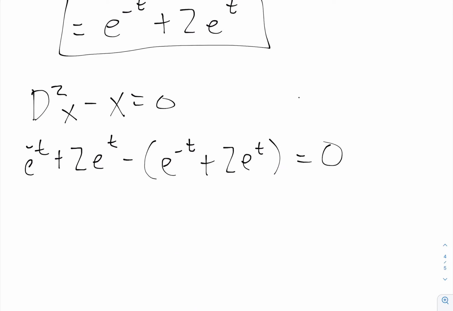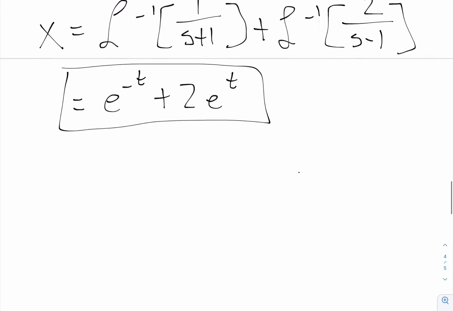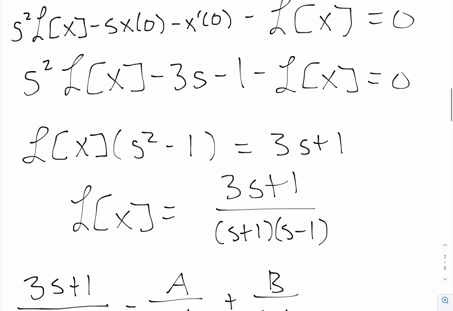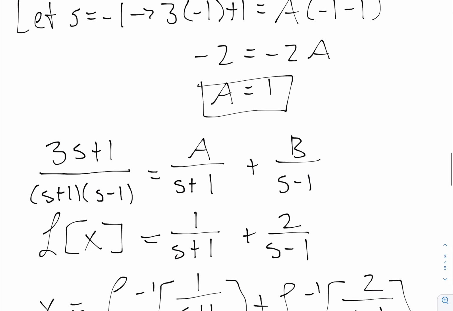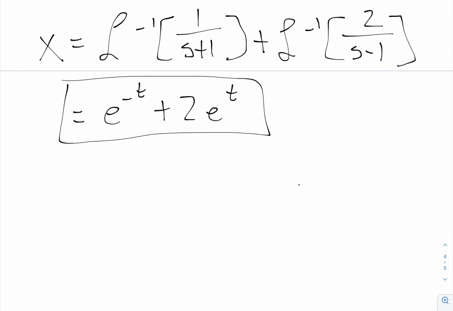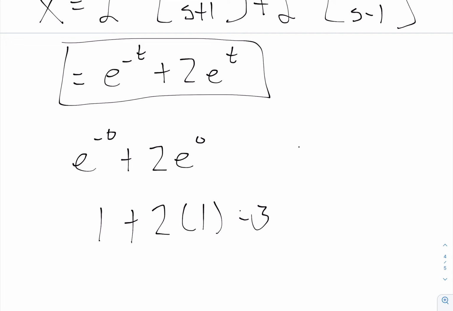And let's check our initial conditions. We said that the first derivative evaluated at 0 was 1, and x of 0 was 3. So let's plug in 0 for t. So e to the negative 0 plus 2e to the 0. This is e to the negative 0, which is 1, plus 2 times 1, which is 3, so that checks out.